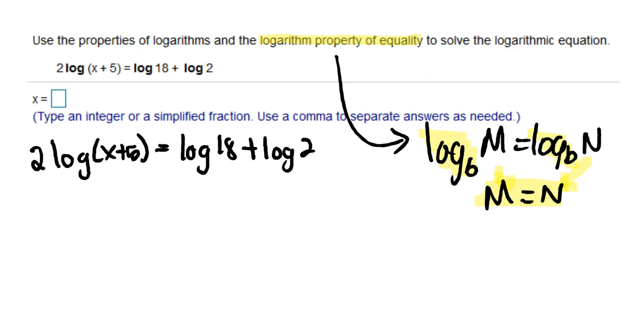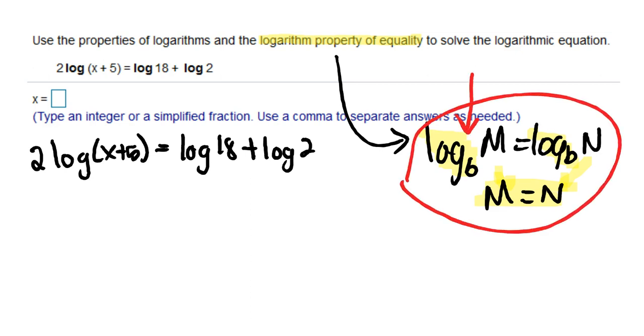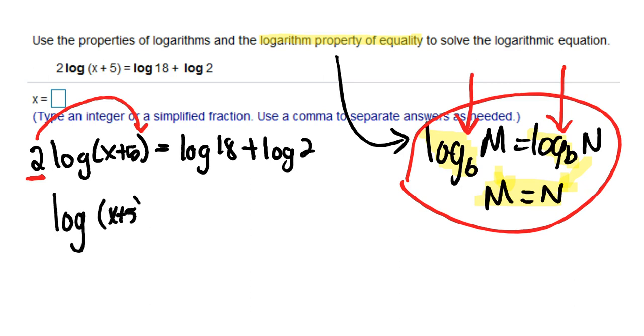So in order to use this property of equality, I need to have a single log on the left and a single log on the right. This 2 that's in front of the log is preventing me from having a single log. So I'm going to use the power rule, and the power rule moves that 2 to the power of the log. So we have log of x plus 5 squared.